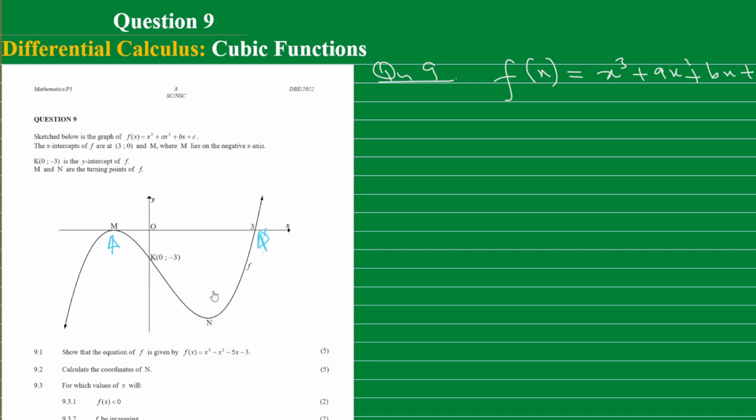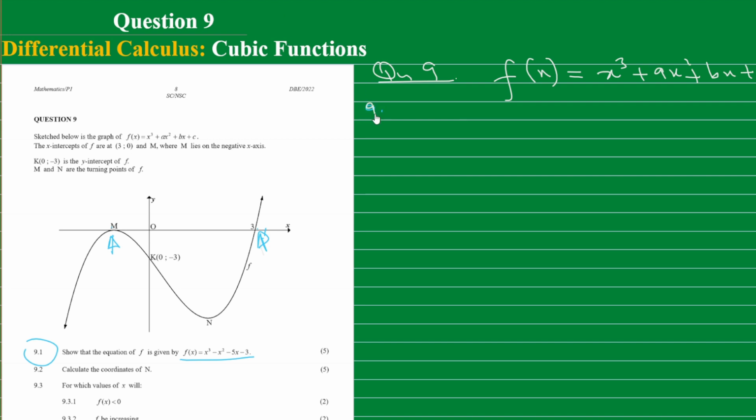Then we are required to show that the equation of f is given by this. In other words, we are required to prove that the equation for this cubic function will simplify to that function. What we are given is basically 2 x-intercepts plus one other point. So we have to use the equation for finding the cubic function. The formula that we use here will be 9.1.